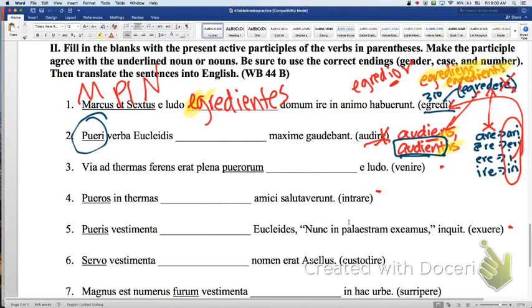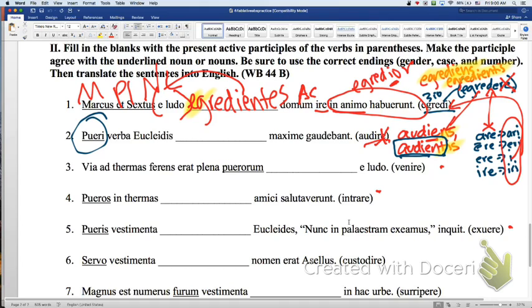Okay, so this first one we would translate Marcus and Sextus, and then Sandra said this is an idiom. It literally means had in mind, but you could say intended. Well, we have to do the present active participle first. So it's like Marcus and Sextus leaving from school, intended to go home.